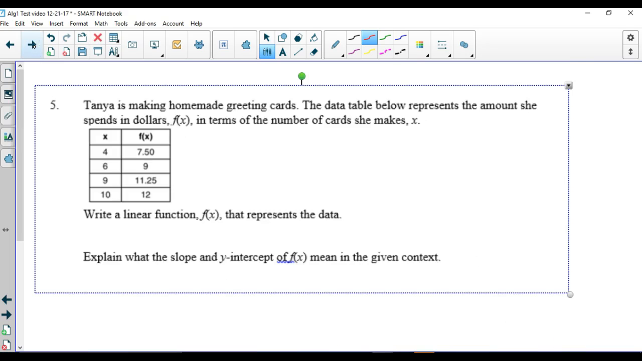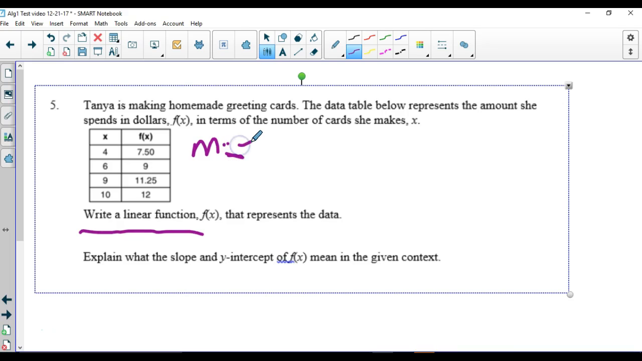Okay? Number 5. Tanya is making homemade greeting cards. The data table below represents the amount she spent in dollars f of x in terms of the numbers of cards she made. Okay? So they want you to write a linear function f of x that represents the data. So again, we talked about this. In order to find a function, you have to find a slope. Okay? And again, in this case, this is write a linear function. It doesn't specify whether you have to do point slope. It doesn't specify whether you have to do slope intercept. So in this case, you choose what you want to choose.